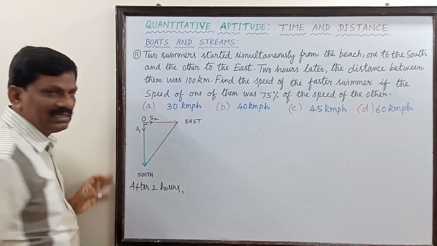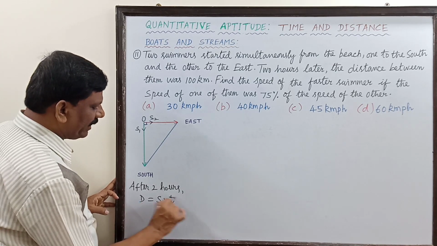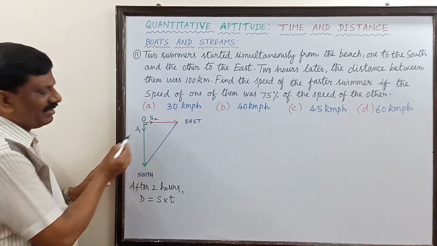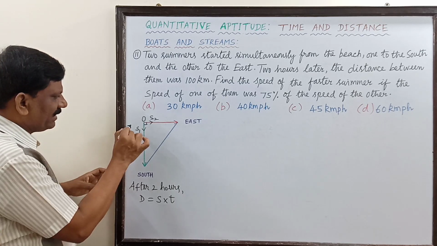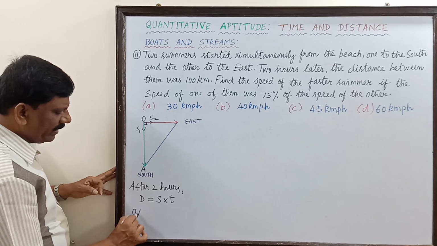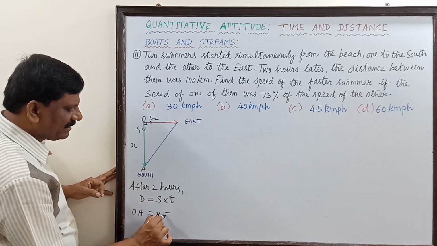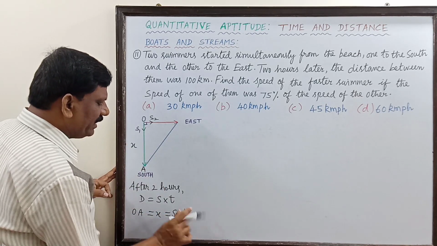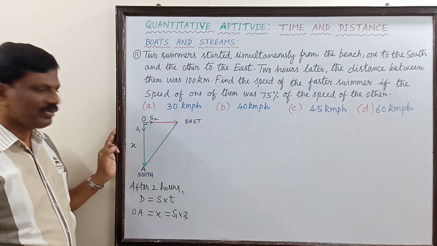what will be the distance traveled? Distance is equal to speed into time. So what is the speed of the first person? It is S1. After 2 hours, let us say that he is reaching the point A. So the distance OA is equal to X, that is equal to speed S1 into time T. T is equal to 2 hours. So that is S1 into 2.